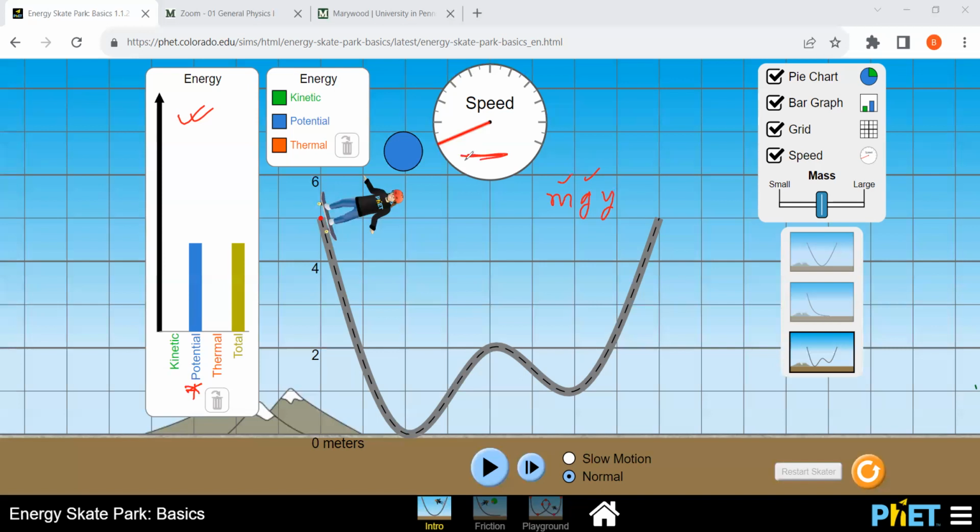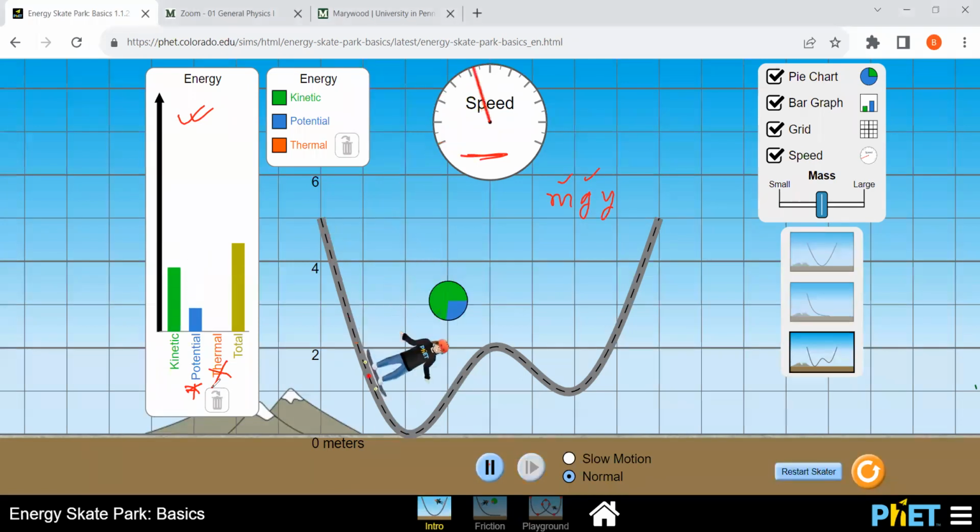Now here we neglect the thermal energy. Thermal energy is basically due to the friction. So here, let me check whether I neglect the friction. Yeah, so there is no friction basically.